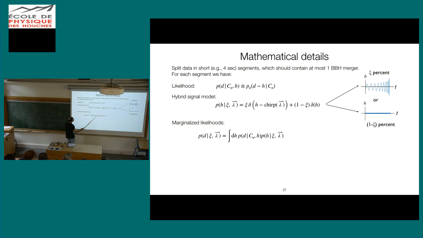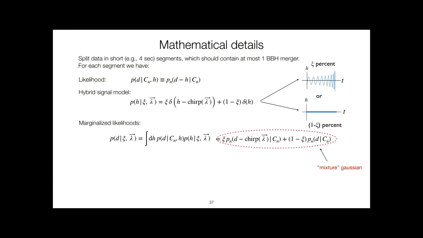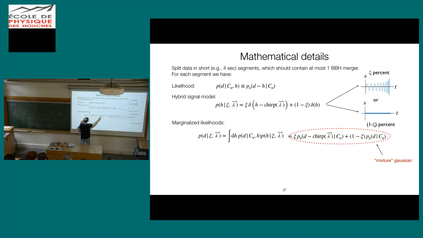Then they take this signal model, multiply it by the likelihood function here, and marginalize over H. When you do the integral over H, you get C times this, where H is given by the chirp signal, and then 1 minus C times P of D given H is zero. This delta function kills the H here and gives you this term, and this delta function replaces H with this chirp signal. This is an example of what's called a mixture Gaussian distribution, because each of these is Gaussian, and you've got a probability parameter C and 1 minus C.